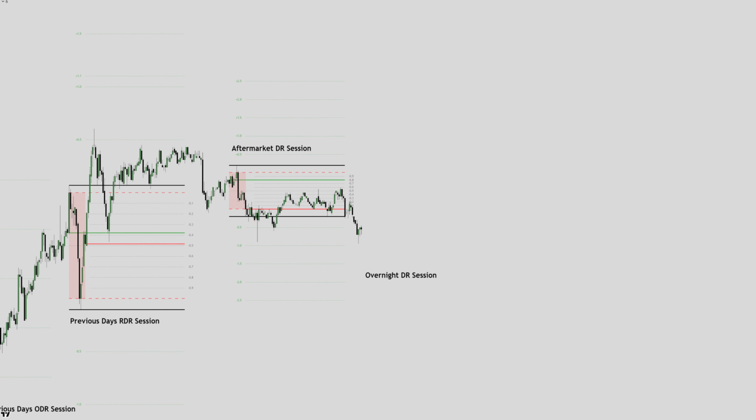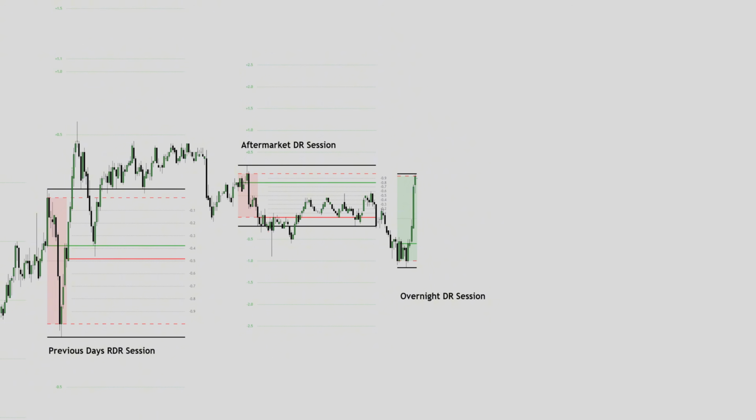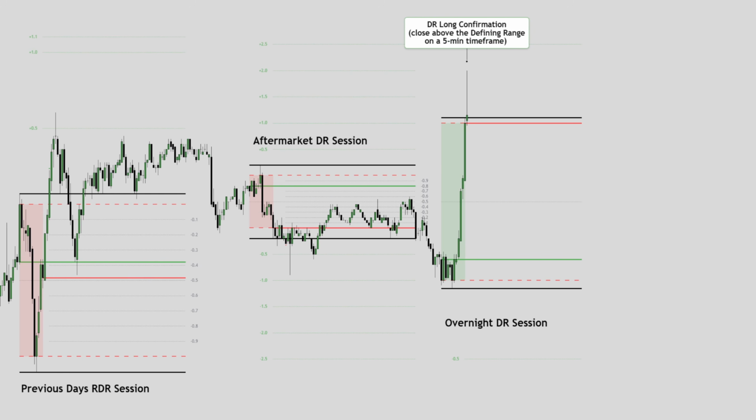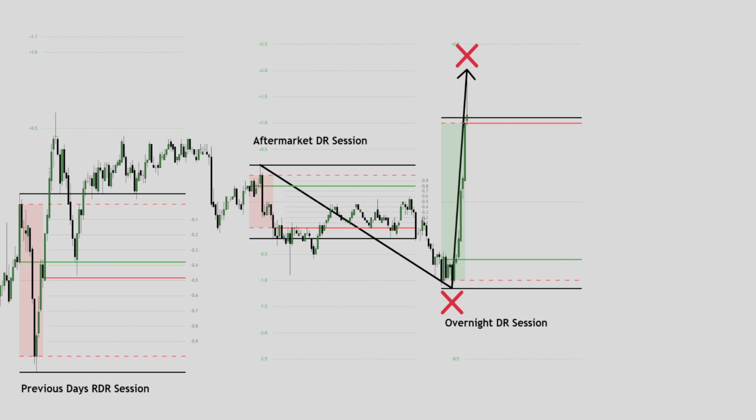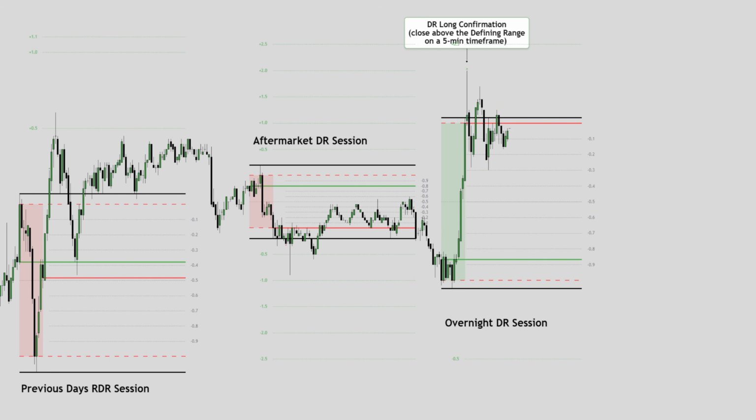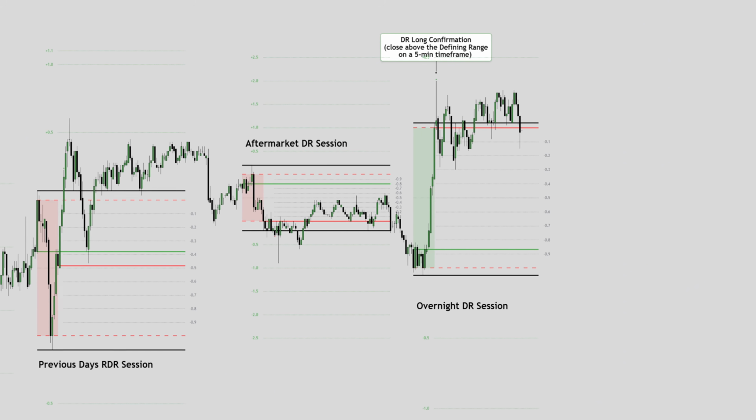In front of you is the crude oil futures market from January 6, 2026. The aftermarket session has just finished, and the overnight session is forming between 3 and 4 a.m. New York time. Right away, through the eyes of a DR trader, something very important stands out. The overnight session has taken out both the aftermarket session high and the aftermarket session low, and after the confirmation at 4 a.m., price continues to trade higher.